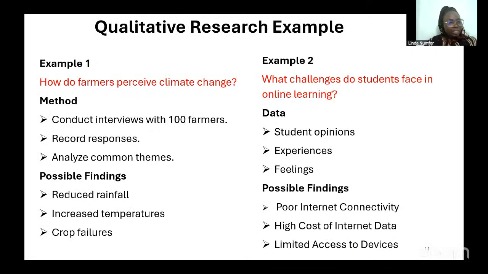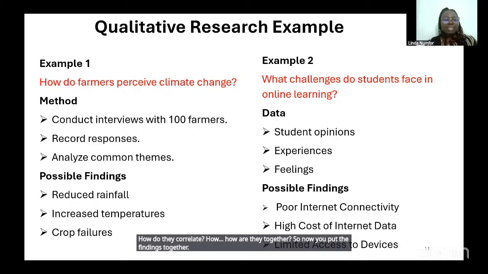Some examples for qualitative research will also be a research question. Remember, you need your research question to get a good research methodology. How do farmers perceive climate change? That's a qualitative research question. Now, you have to carry out interviews, maybe with 100 or 200 farmers. You record their responses, and then you analyze common terms, what this farmer says and this one says, how do they correlate? So now you put the findings together.